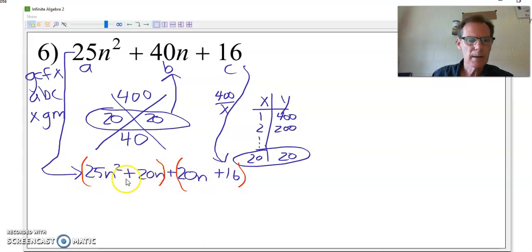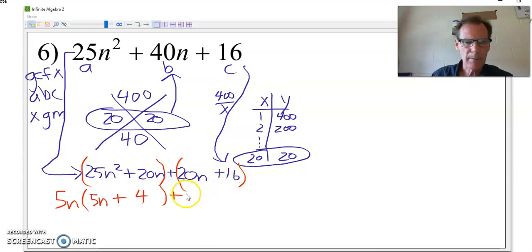So I'm looking at this, and I find that n is a common variable in there, and 5 is a common number, all right? And when I factor that out, I say 5n times what gives me 25n squared? That's 5n. 5n times what gives me 20n? That's 4, all right? And then I go to the next part, plus, and it looks like a common factor is 4. And what's left? Well, 4 times what gives me 20n? That's 5n. 4 times what gives me 16? That's 4. And it's no coincidence that these two are alike.